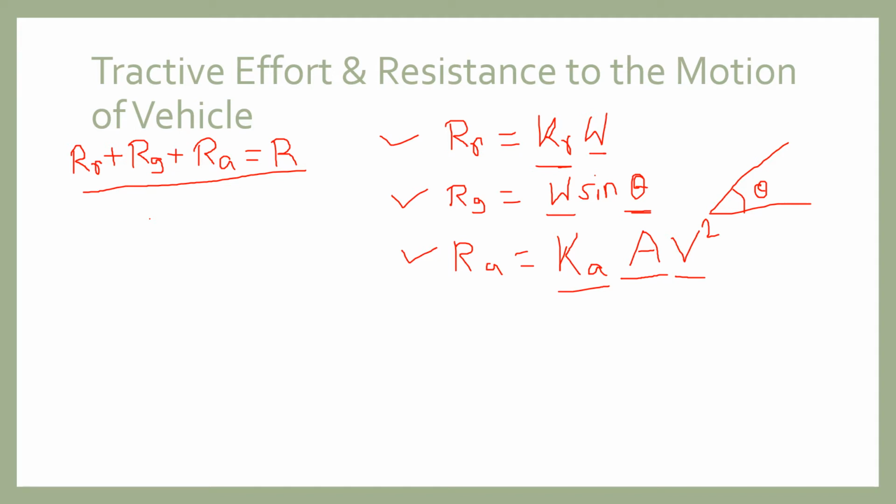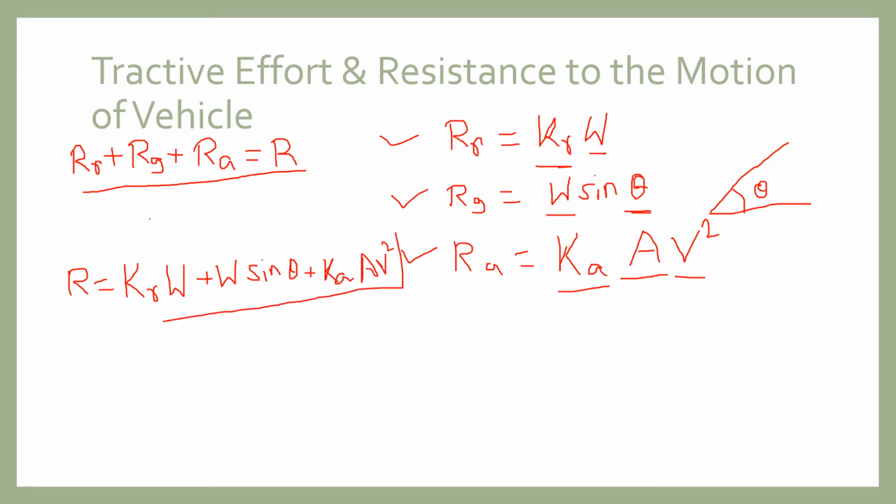Now if we want to calculate the tractive resistance, as we know, it is a summation of rolling resistance, gradient resistance, and air resistance. So the equation looks like this: Kr W plus W sin theta plus Ka A V square. This is the equation of the tractive resistance.